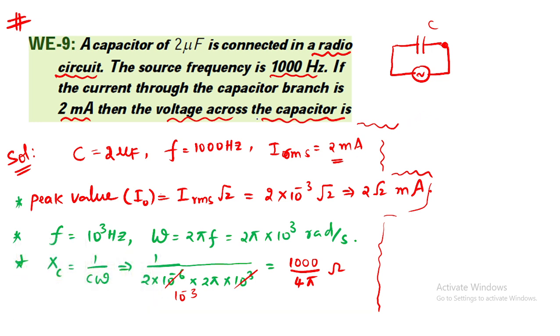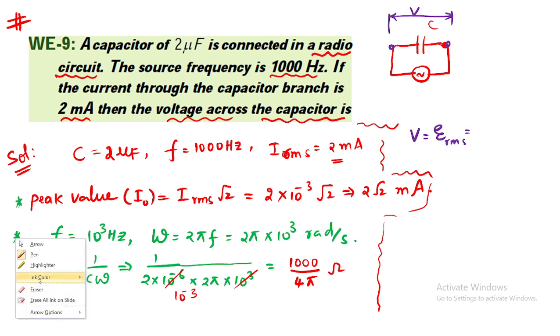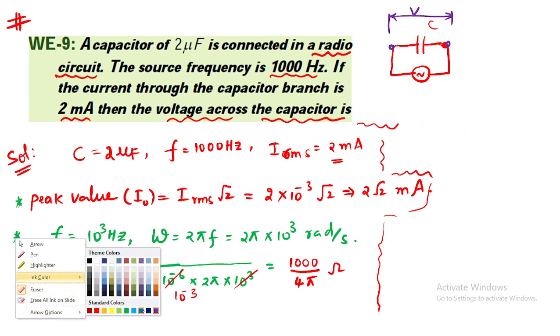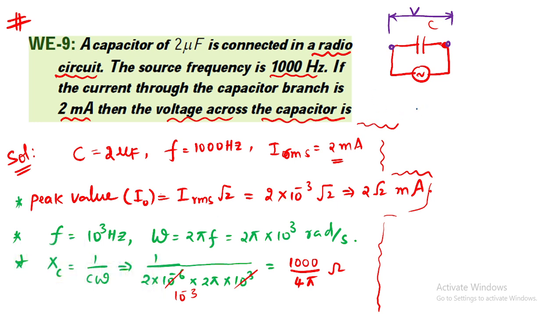Then I am asking you the voltage across a capacitor. The voltage across a capacitor, which is V, I can write as the RMS value only, or the applied voltage. So RMS, let's calculate. It is nothing but E RMS. First what I'll do is calculate the peak value, and then I'll divide by root 2. Is it okay?